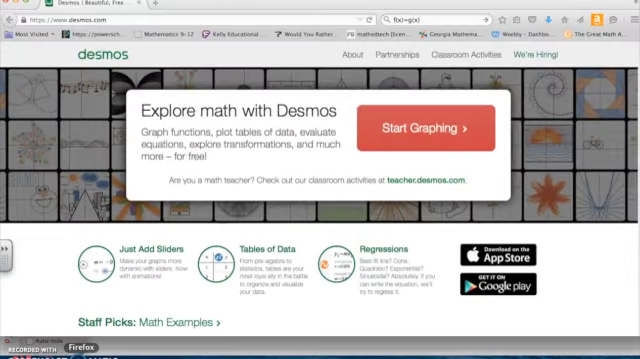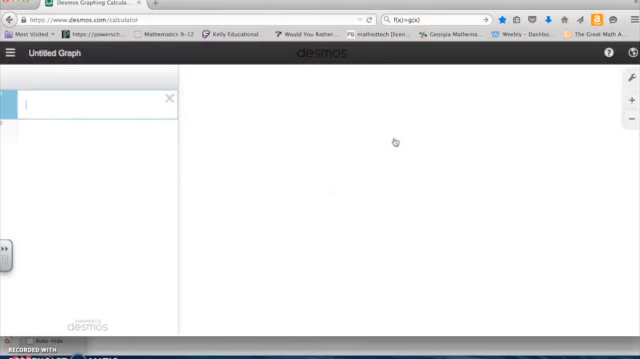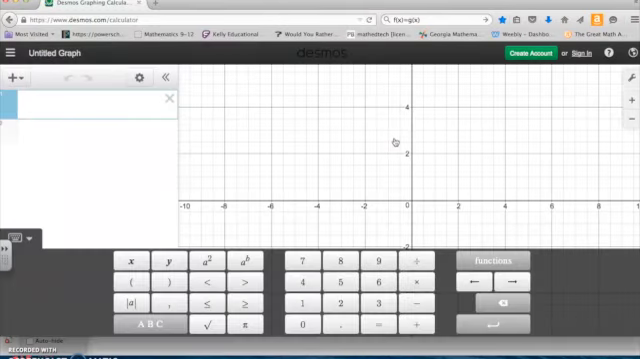Okay, so when you go to Desmos.com, you're going to get a page that looks like this. And since we are graphing, we are going to want to click the button that says Start Graphing. It might take a second or two to load depending on the internet speed of the day. I'm at home, so my internet's a little bit slower than at school.